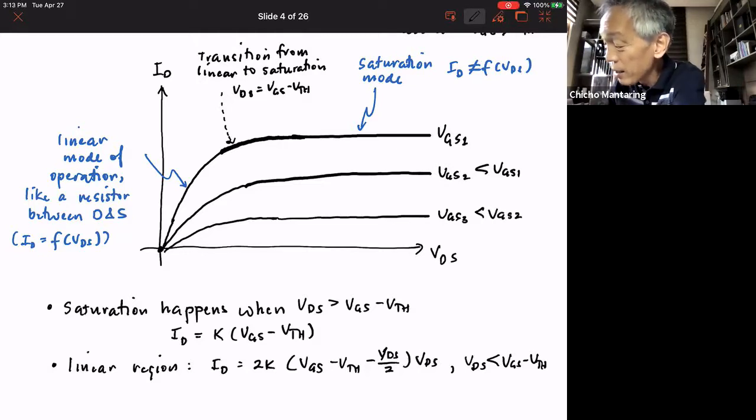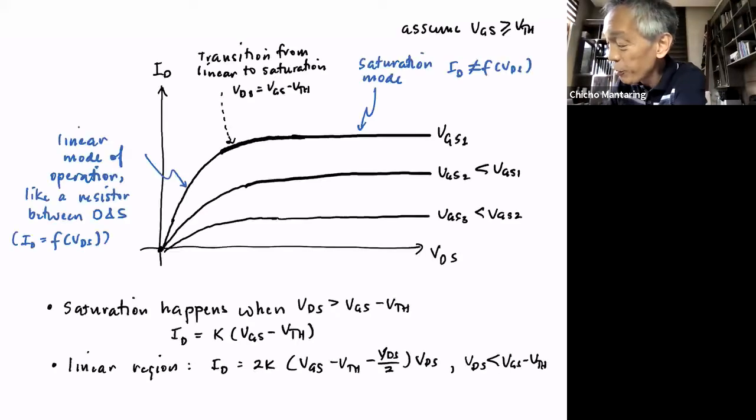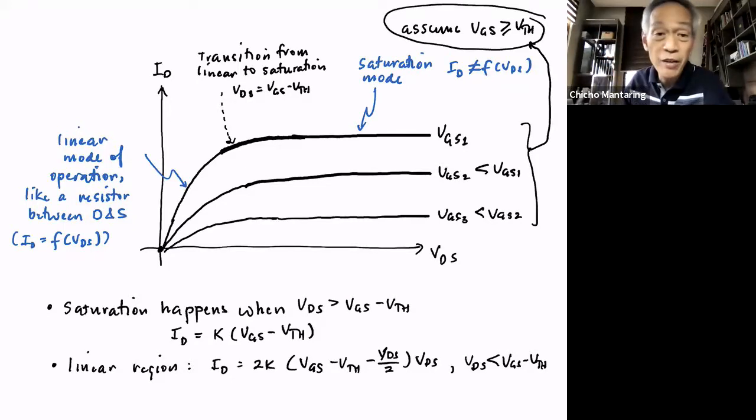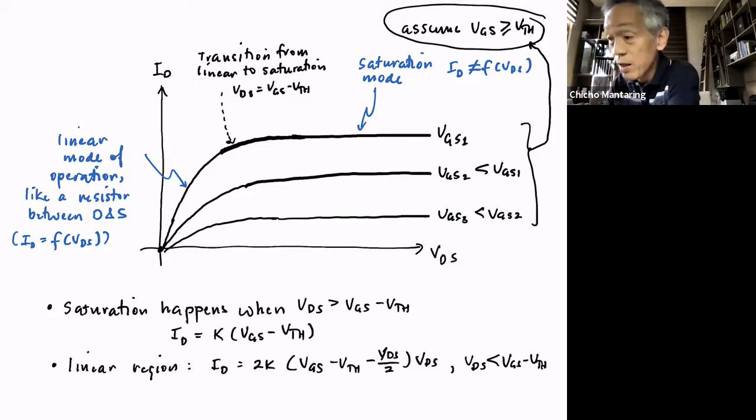Now remember that you have to satisfy this condition, that VGS has to be greater than VTH for any current to flow. Okay. And so this is your linear mode, and then this is now your saturation mode.